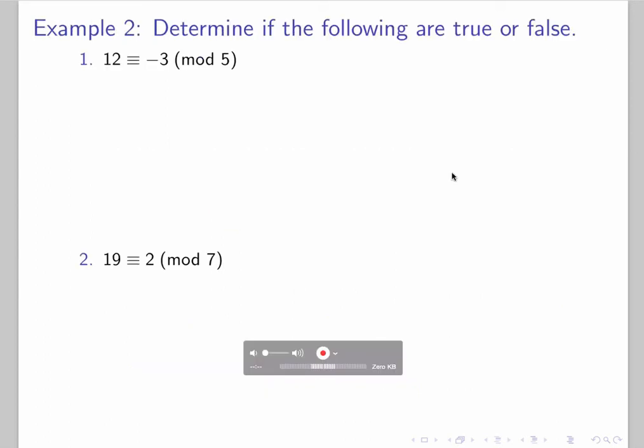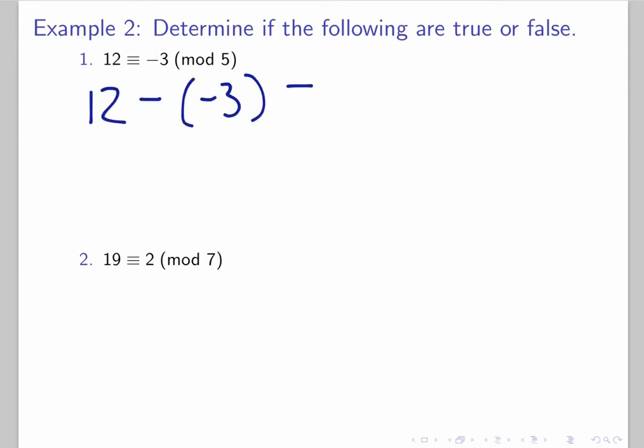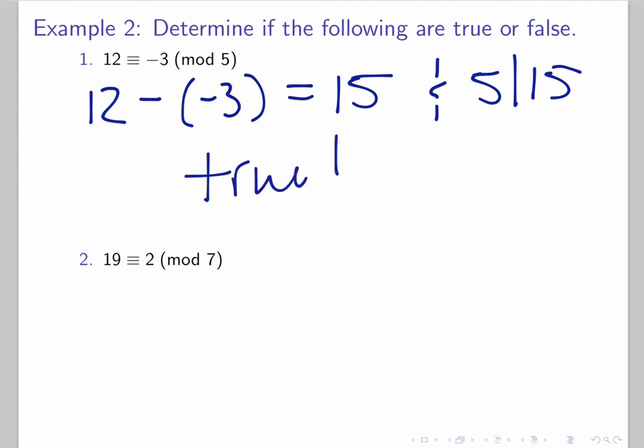Now we want to see if some equivalences are true or not. So we want to decide first, is 12 equivalent to negative 3 mod 5? So remember, what we want to ask ourselves is, does 5 divide 12 minus negative 3? Well, 12 minus negative 3 is 15, and yes, 5 divides 15, so that equivalence is true.